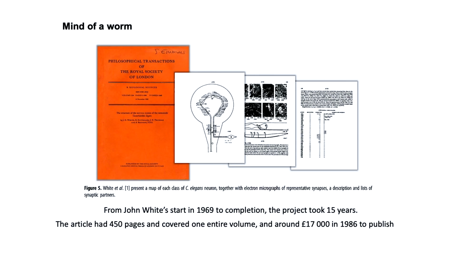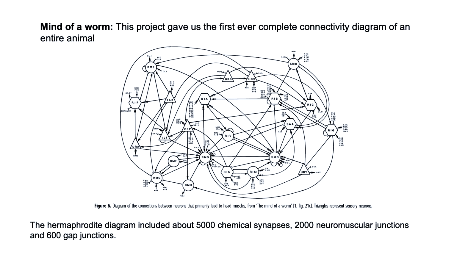So they published this paper. It took them 15 years to do the project. So what Akshay was saying, can we do it manually? Yeah, but it will take another 15 years. It had 450 pages. The entire volume of the Royal Society journal was dedicated to that. And at that time, in 1986, it took 17,000 pounds to publish this whole thing. But it gave us the first ever connectome of an entire nervous system.